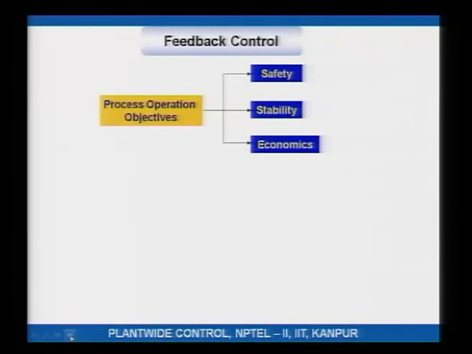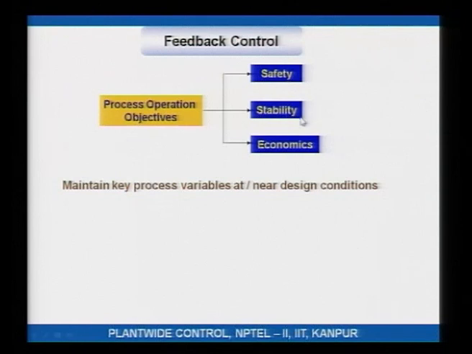Stability, why is stability important? Because if the system is unstable, typically you will end up in a hazardous situation. And last but not least, economics, you are operating the process actually to make money. So you want to ensure safety, stability, and finally you want to run the process in such a manner that you make profit. Okay. So in order to ensure safety and stability, this typically boils down to maintaining key process variables at or near design conditions.